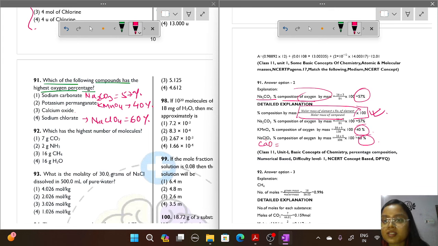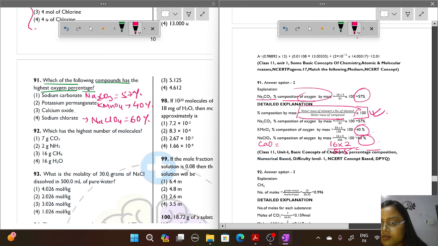Okay, calcium oxide. Calcium oxide is not given. For calcium oxide, molar mass of calcium oxide, calcium is 35.5 and oxygen is 16. Okay, so it is 51.5. Number of element, how many? It is 2. Okay, and molar mass of compound. Oxygen is asked, no? Oxygen here it is 16 into 2 by 51.5. Okay, so you can calculate here. So 16 into 2 by 15.5.